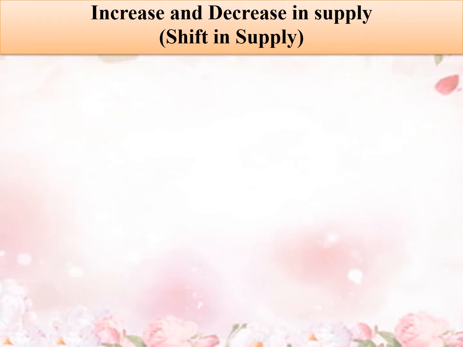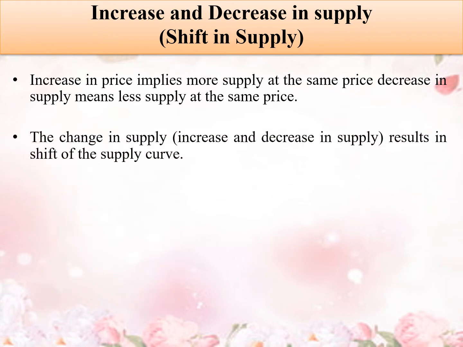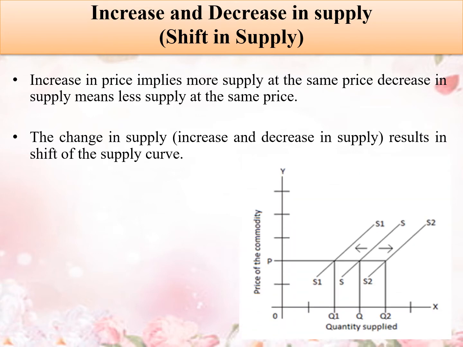Increase and decrease in supply. This is also known as a shift in supply. Increase in supply implies more supply at the same price, and decrease in supply means less supply at the same price. The change in supply, that is increase and decrease in supply, results in the shift of supply curve. Here is the graph of supply curve.